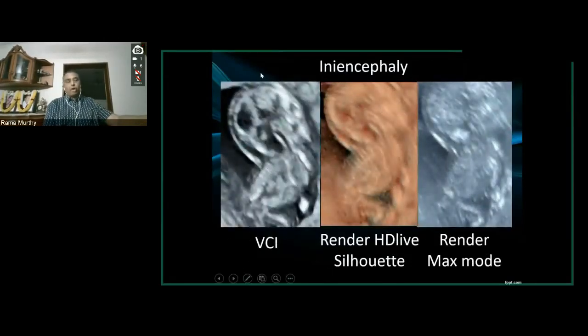So once you have a volume, you can play and do what you want with it. This is VCI, volume contrast imaging. This is render HD live with Salute showing you the hyperextension, and this is the render mode maximum showing you a very faint spine there, but nevertheless unmistakable hyperextension there, and a boggy nuchal edema out there, right?